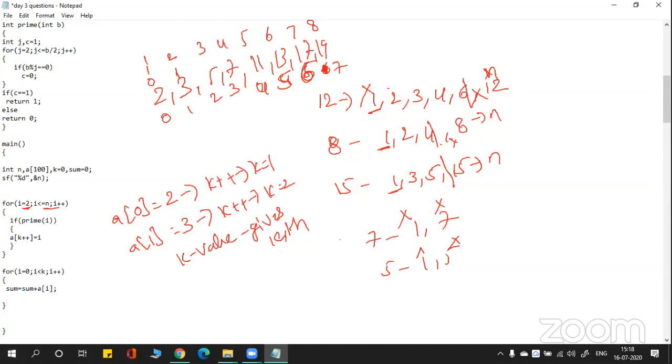So after this, what should I do? Now I should check whether that is a prime number or not. So I'm writing if of prime of sum. Whatever the variable I'm getting each and every time, I'm sending it to the prime function. What does this prime do? If it is a prime number, it will return 1. If it is not a prime number, it will return 0.